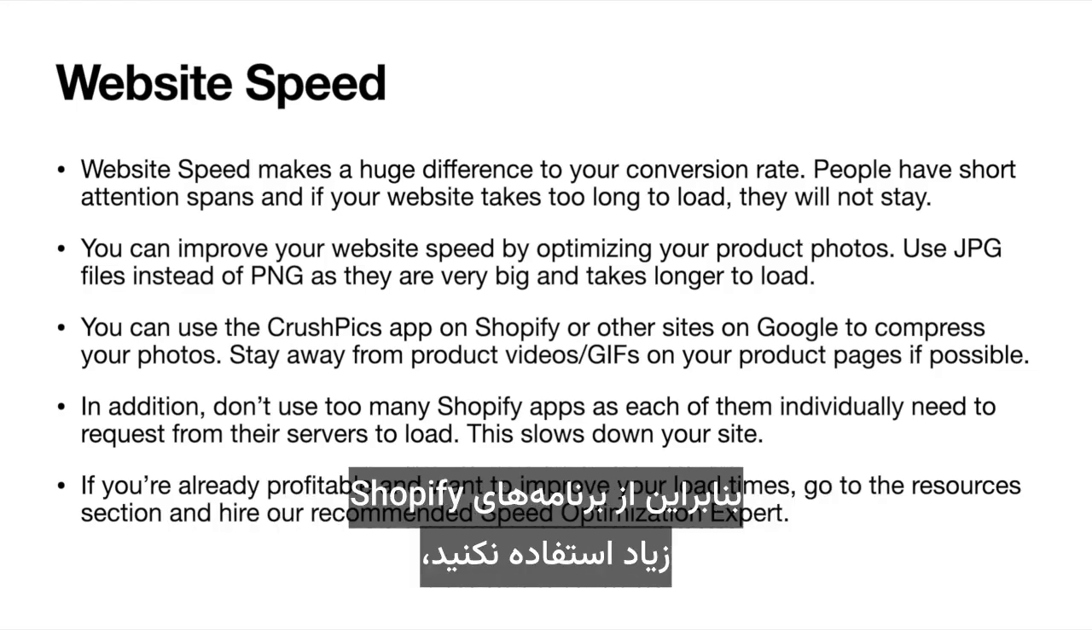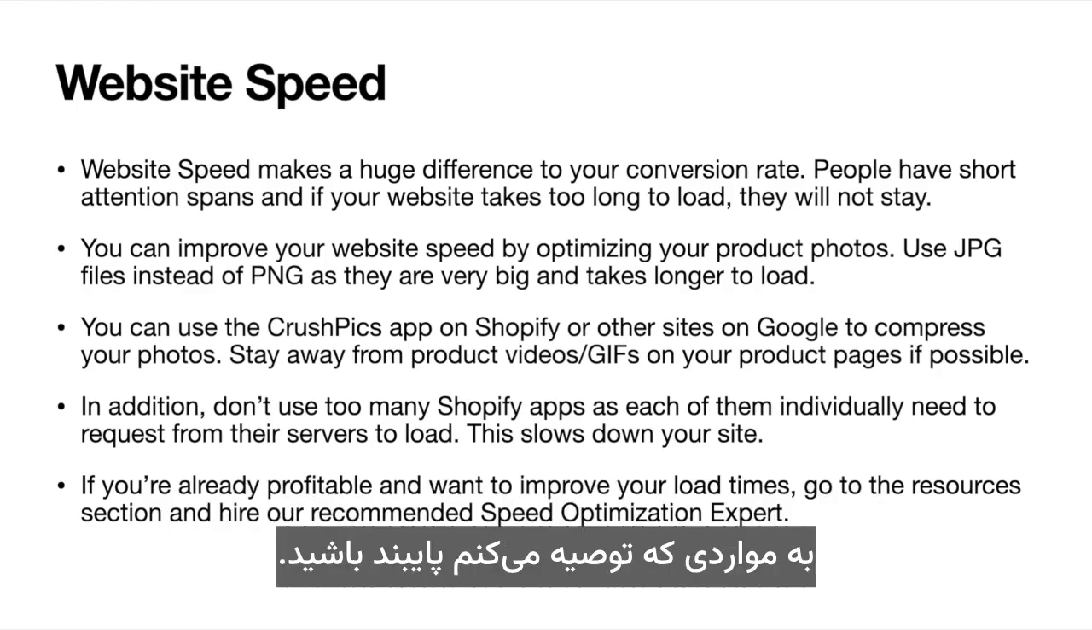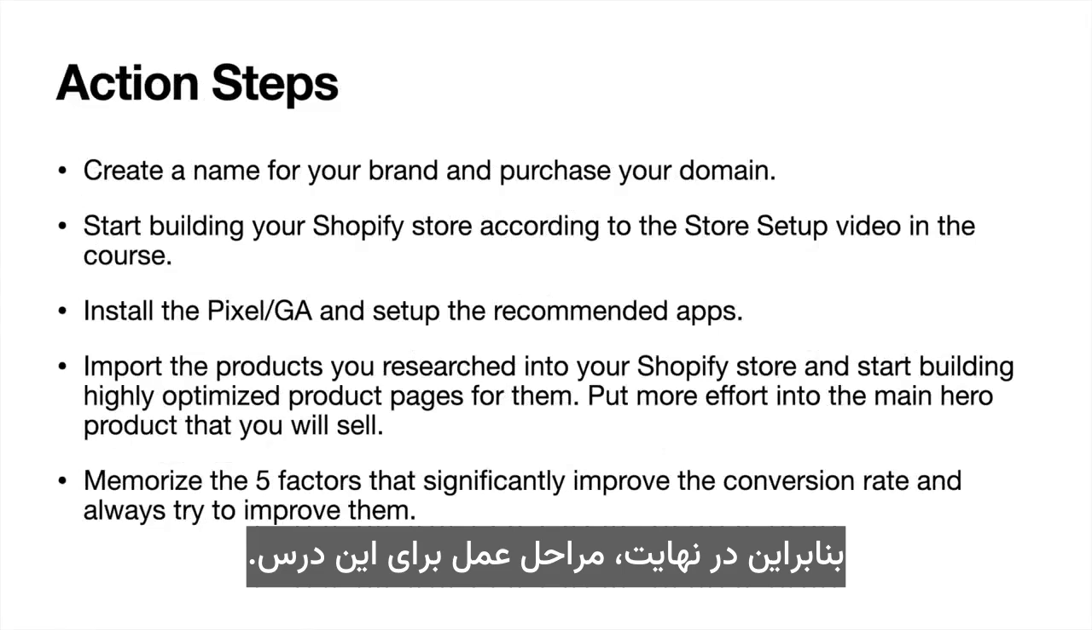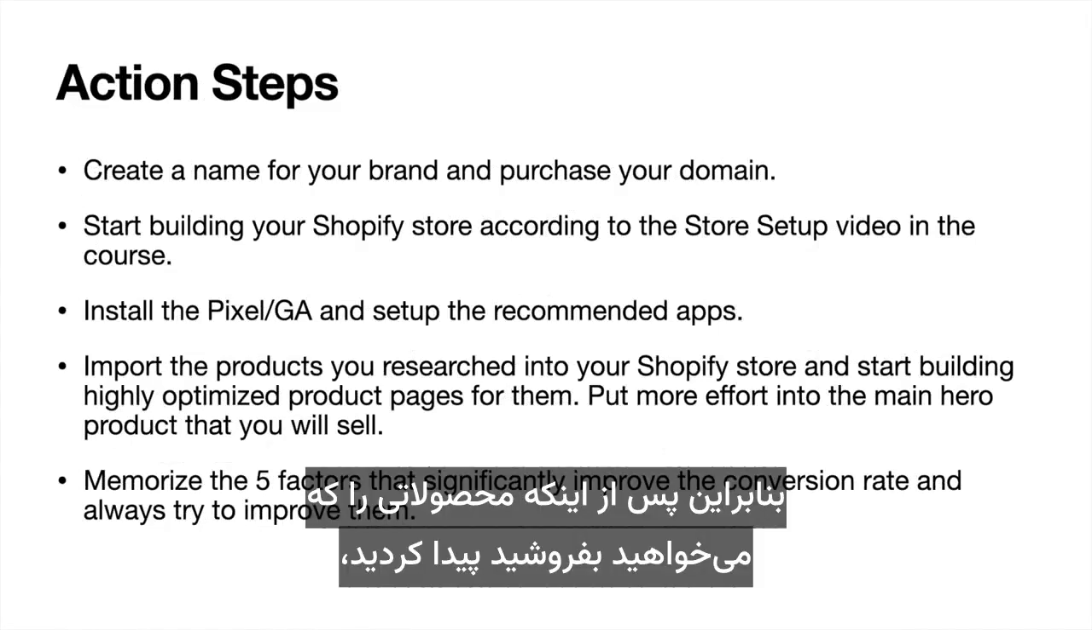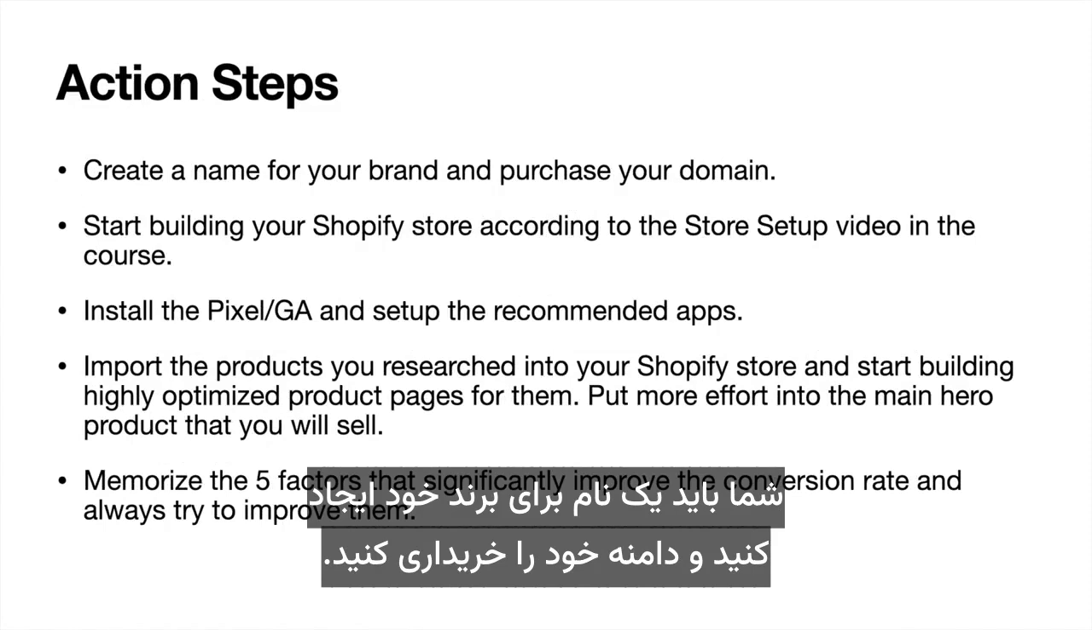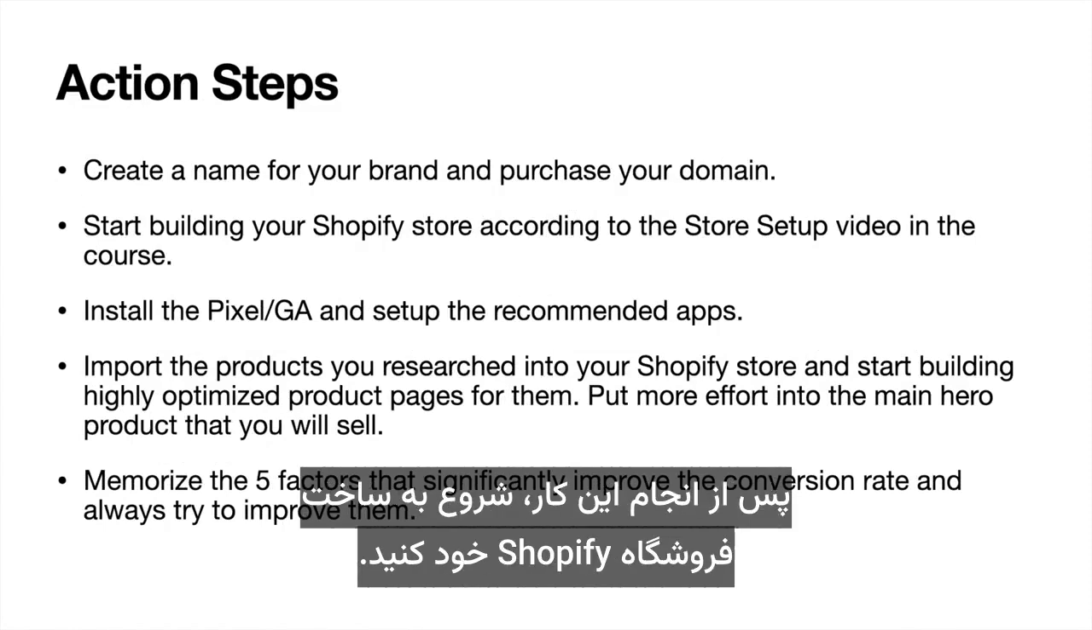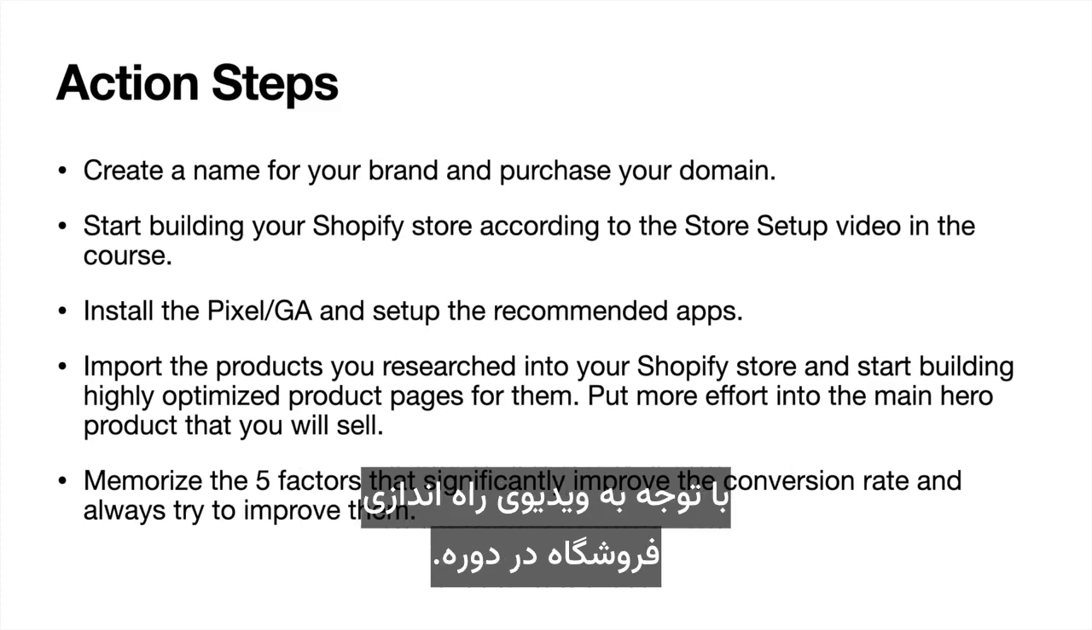So don't use too many Shopify apps, stick to the ones that I recommend. So finally, the action steps for this lesson. After you've found the products that you want to sell, you need to create a name for your brand and purchase your domain.